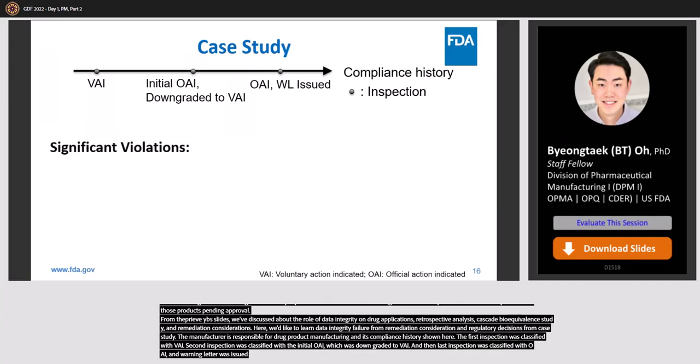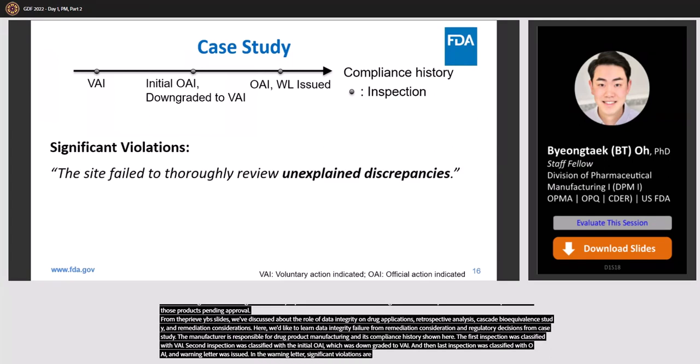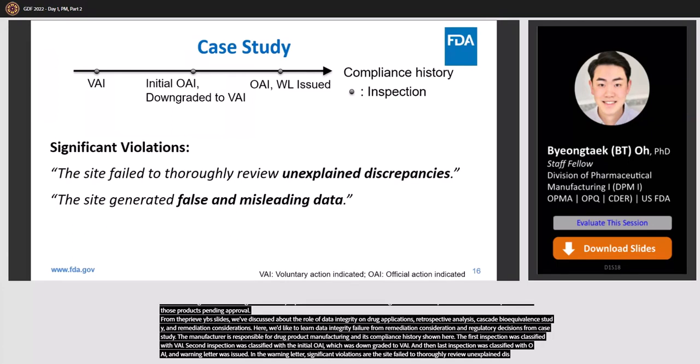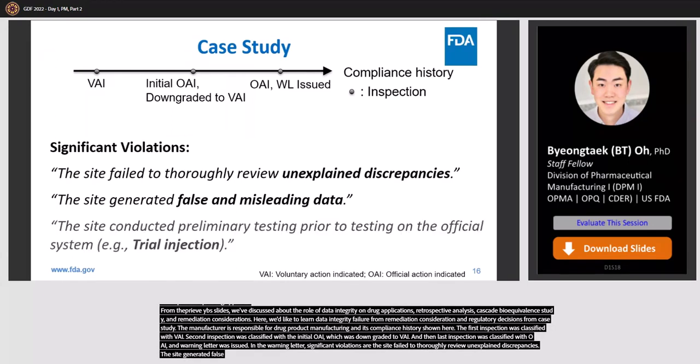In the warning letter, significant violations are: the site failed to thoroughly review unexplained discrepancies. The site generated false and misleading data. The site conducted preliminary testing prior to testing on the official system.